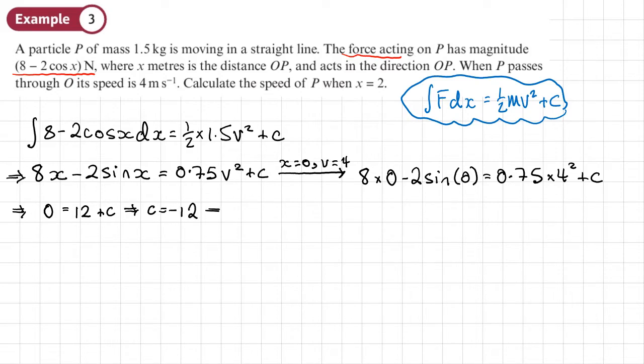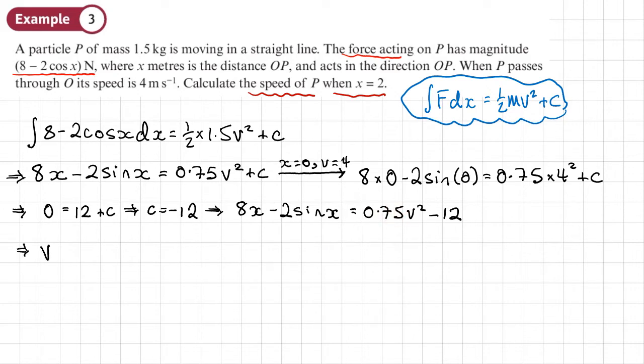Then we'll have our full expression, which is 8x minus 2 sine x is equal to 0.75 v squared minus 12. Now, since we want to find the speed of P, v, when x is 2, the next bit I don't really need to do, but I'm going to rearrange it to make v squared the subject. I can just plug the numbers in and then work out v squared from there. But I'll just rearrange it, so that means dividing both sides by 0.75.